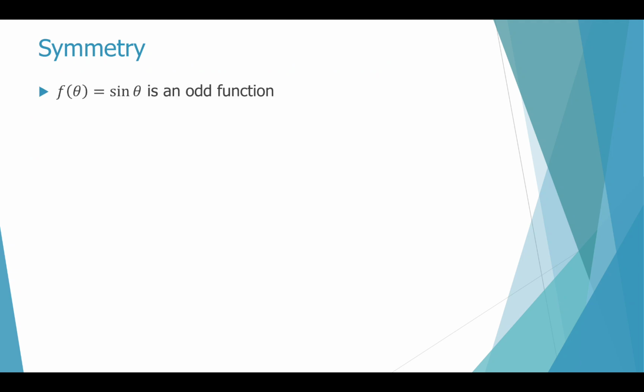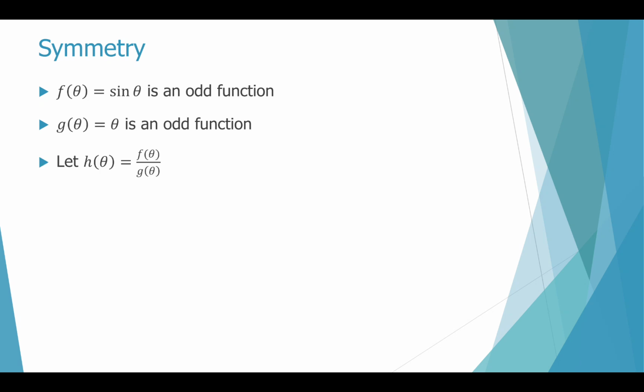So symmetry. So some relationships we're going to talk about. Function of theta equal to sine of theta is an odd function. G of theta, which is just equal to theta, is an odd function. So what does it take for something to be an odd function? An odd function means you are symmetric about the origin, right? An even function is symmetric about the y-axis.